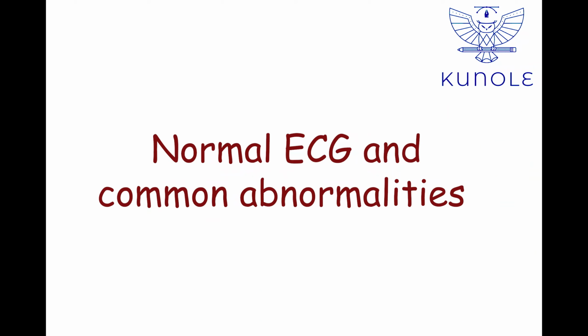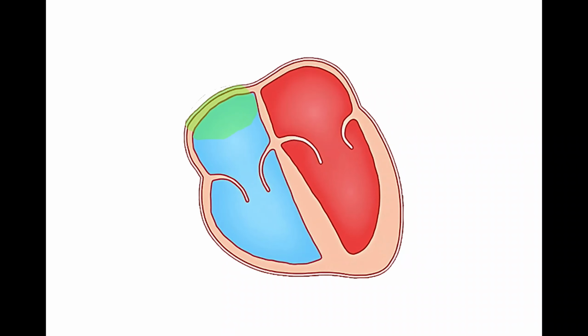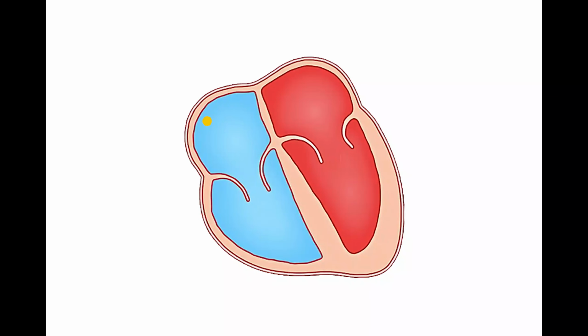In this video, we will talk about the normal ECG and common abnormalities. Sinus rhythm refers to the heart rhythms when the heart is activated by an impulse from the sinoatrial, also called sinus, node. It's a normal rhythm. However, non-sustained rhythms that originate from parts of the heart other than the sinus node can be observed in perfectly healthy individuals. These rhythms are considered normal variants.